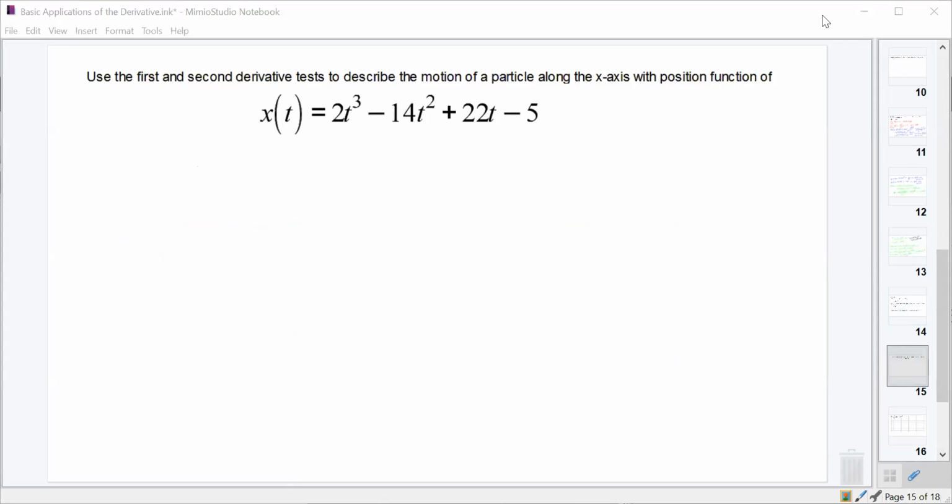So let's say we've got a particle moving along the x-axis, according to this equation: x of t is 2t cubed minus and so on. Let's use the first and second derivatives to describe the motion of the particle along the x-axis. Do you guys think you could do that on your own, or do you want to go through it together first?